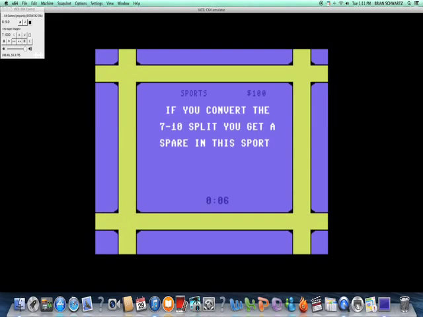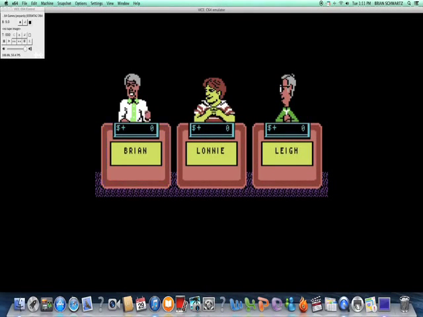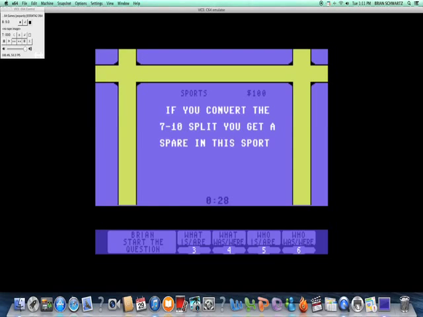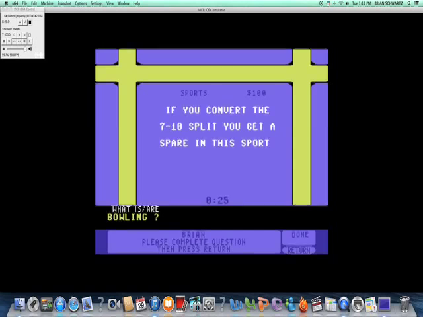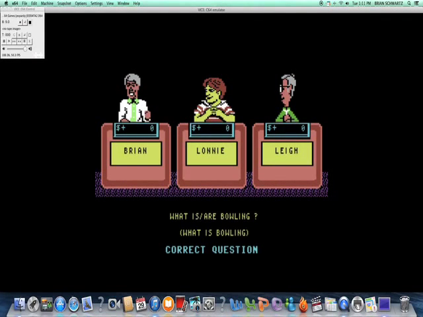If you convert the 7-10 split, you get a spare in which sport? I'm in. And what is bowling? You are correct, $100.